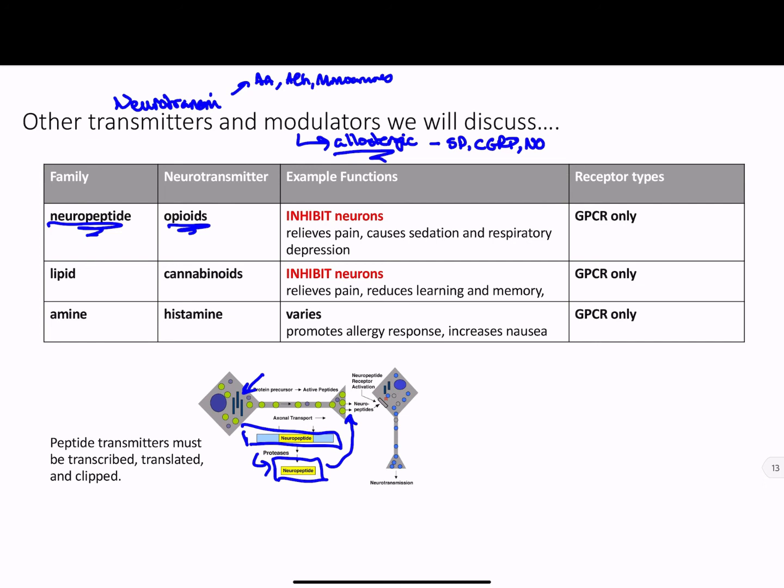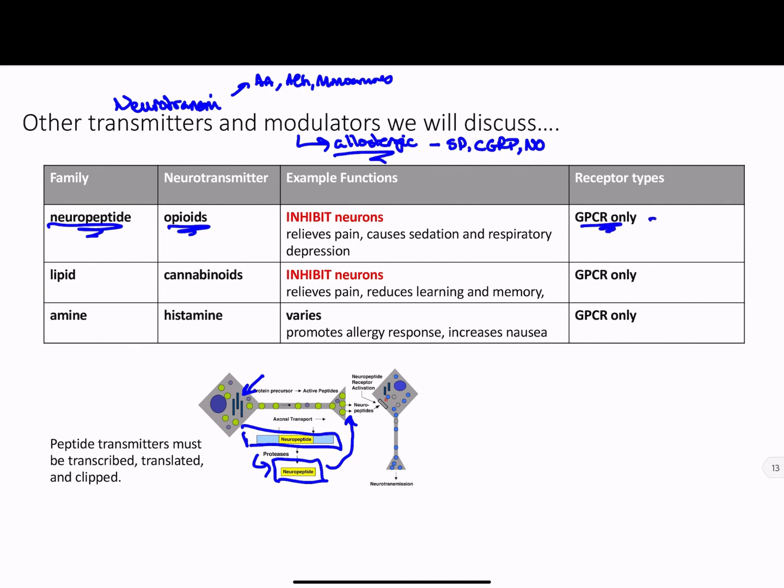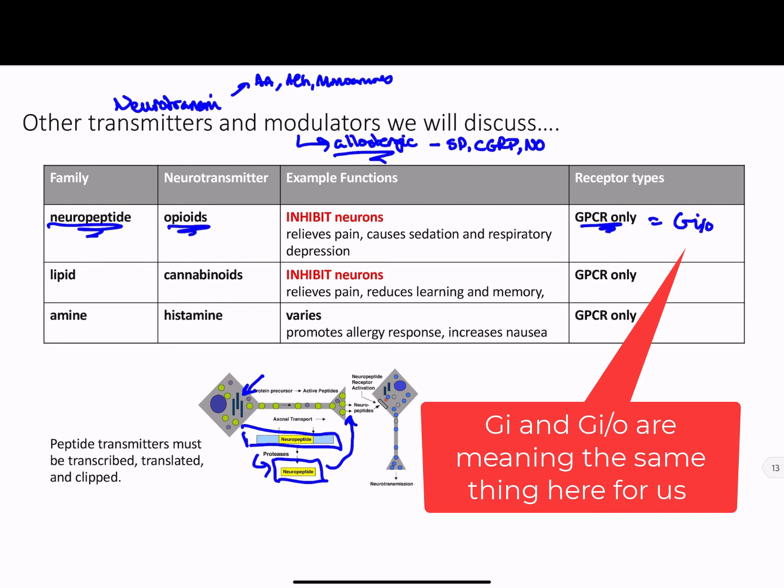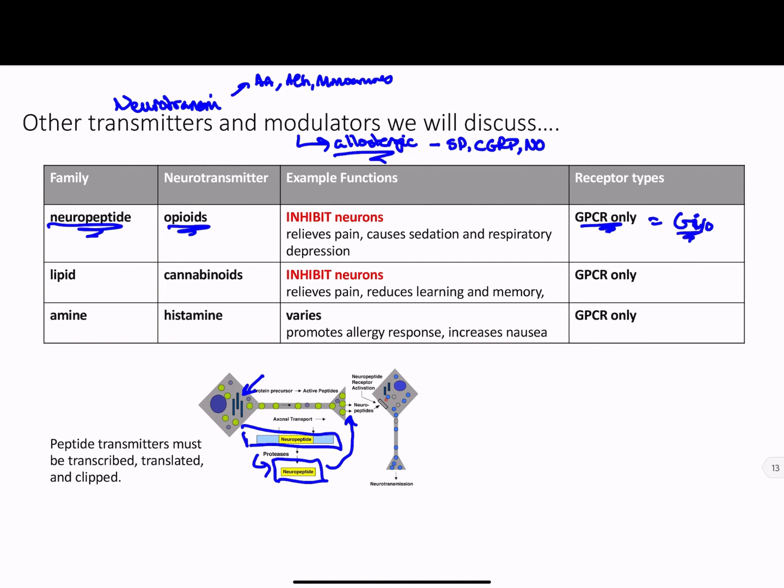Opioids only have G protein coupled receptors, and all of these receptors are GIO coupled. So I've been kind of making it simpler and just saying GI. I could also say GI-GO. Same thing. So if it's all GI, then it's all inhibitory. Same thing with cannabinoids. Cannabinoids are all GIO. And so they're all going to be inhibitory. So any cell that has an opioid receptor or cannabinoid receptor is going to be inhibited if that receptor is activated.